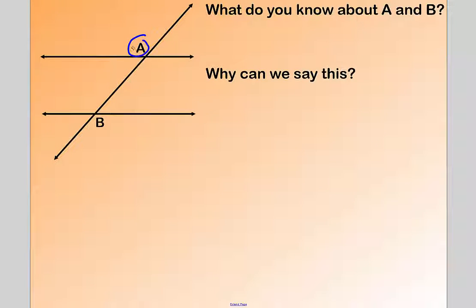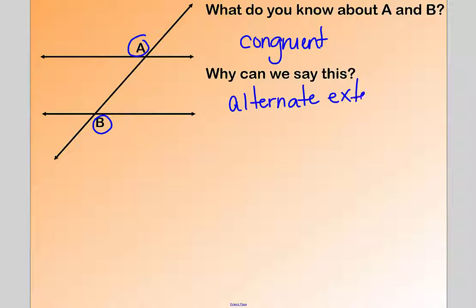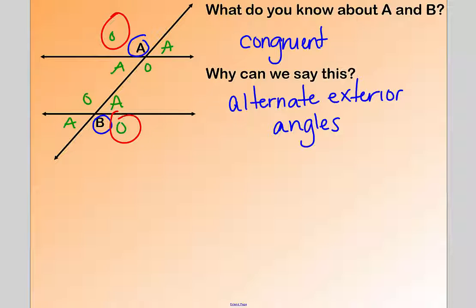So angle A and angle B, I know that they are going to be congruent, and that is because they are alternate exterior angles. If I go through and use my trick, obtuse, acute, obtuse, acute, obtuse, acute, obtuse, acute, I'll get that they are both obtuse.